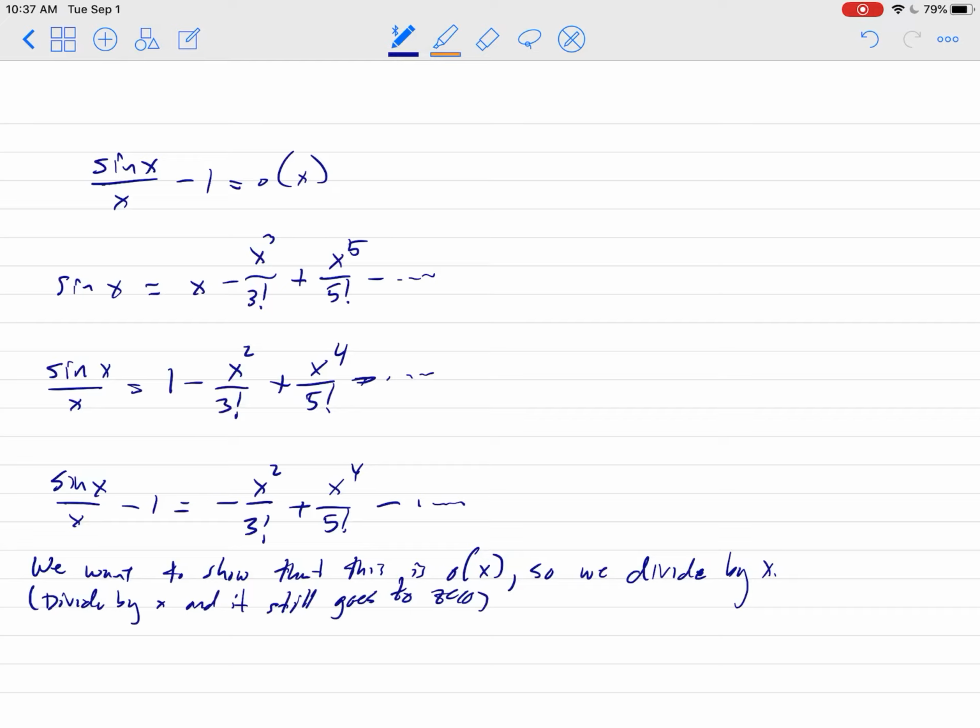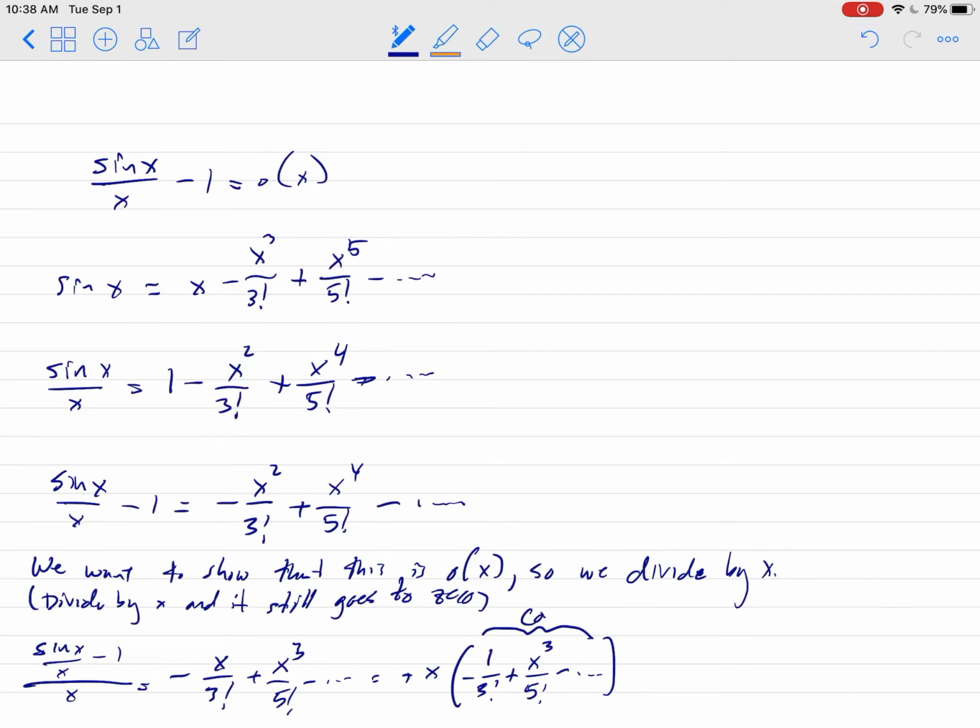So if I take a look at sine of x over x minus 1, divided by x, this is going to be minus x divided by 3 factorial plus x cubed divided by 5 factorial minus etc. And I can go ahead and factor out this x, and we have x times negative 1 over 3 factorial plus x squared over 5 factorial minus etc. This is actually a convergent series for any x, really. And so this goes to 0 as x goes to 0.